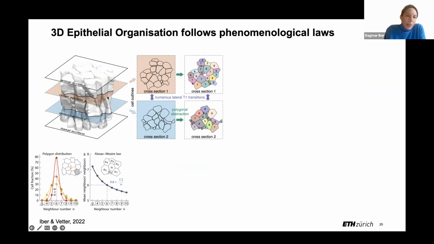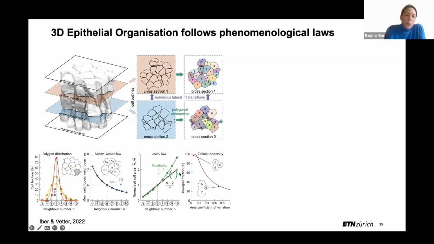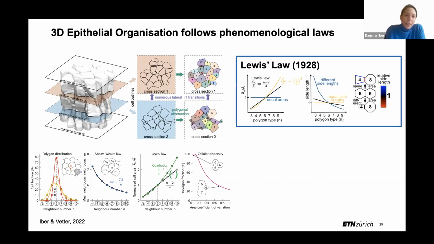realized that in each plane, from apical to basal, even though the polygonal surfaces, or slices, look different, they all follow the same fundamental laws, like Aboav-Weaire's law, Lewis' law, Euler's theorem. Also, we had a new relationship about the cellular dispersity, and we can explain these laws with energy minimization. It's basically the cells always try to assume the most regular polygonal shape, but given that those areas, cross-sectional areas, vary from cell to cell, this is achieved if the largest cells have the most neighbors.